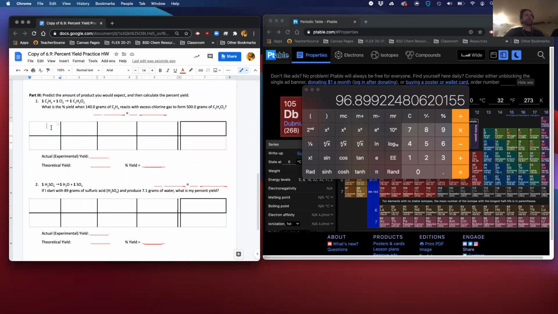of the harder ones. So basically what I'm starting with here is that I have 140 grams of C2H4, okay? And I need to know how many grams, theoretically, I would get of C2H4Cl2, okay, of this one right here. Now, reading the sentence, this says that I got 500 grams experimentally. So I want to know how many theoretically I should have gotten.